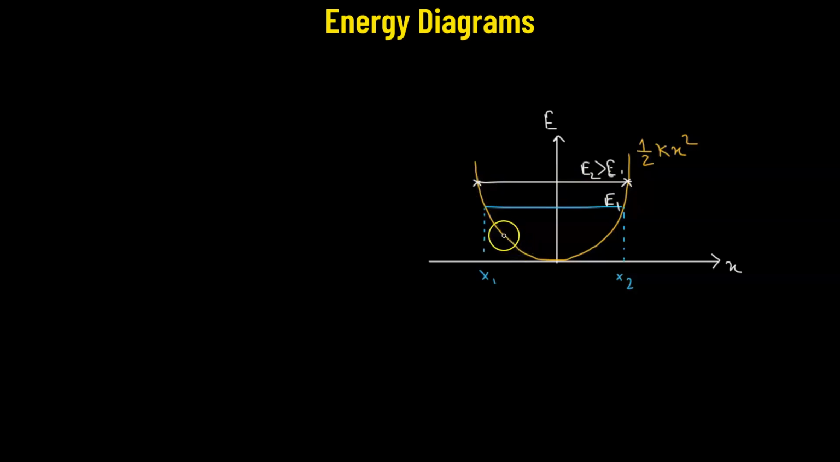In another case, we can decrease the energy. Let's say we have an energy E3, where E3 is less than E1. In that case, the amplitude of the motion decreases, and if we further bring down the energy to the point where E is exactly equal to 0, then the particle is at rest at x equals 0.